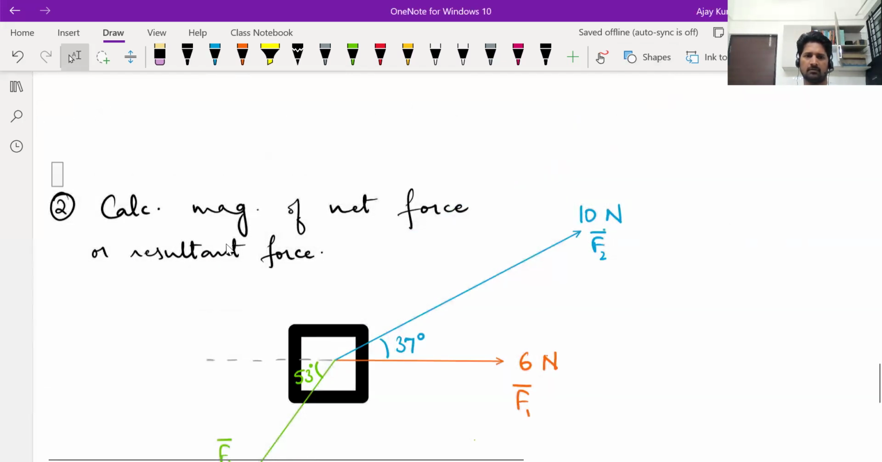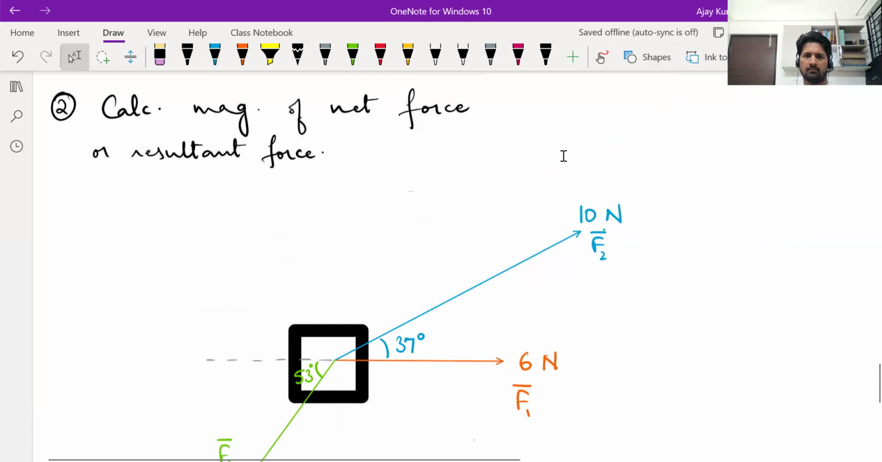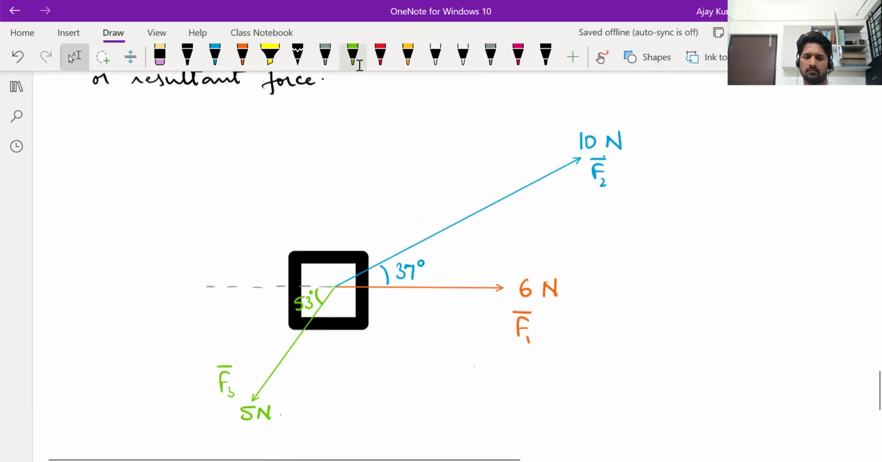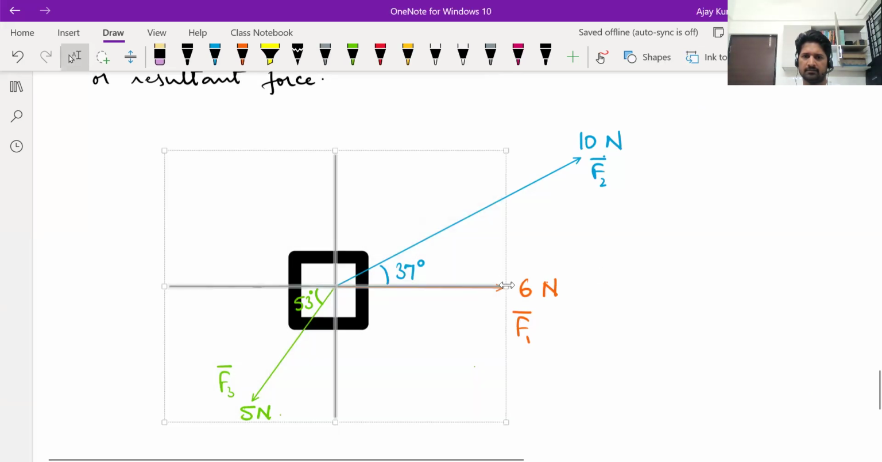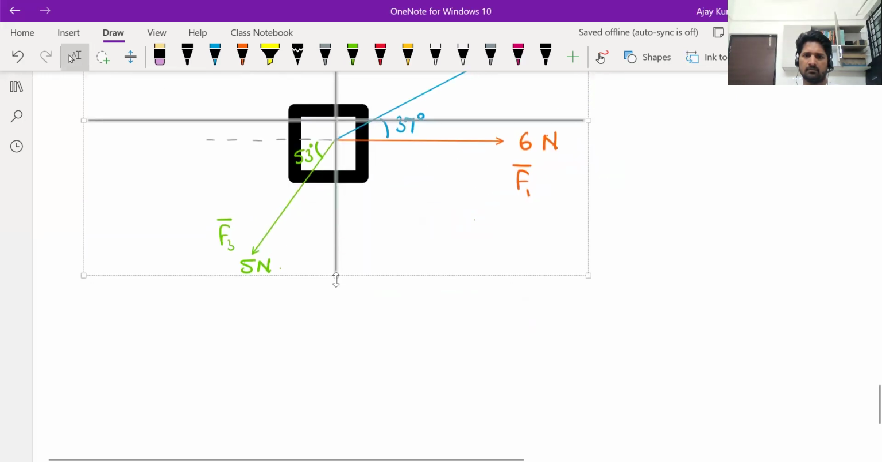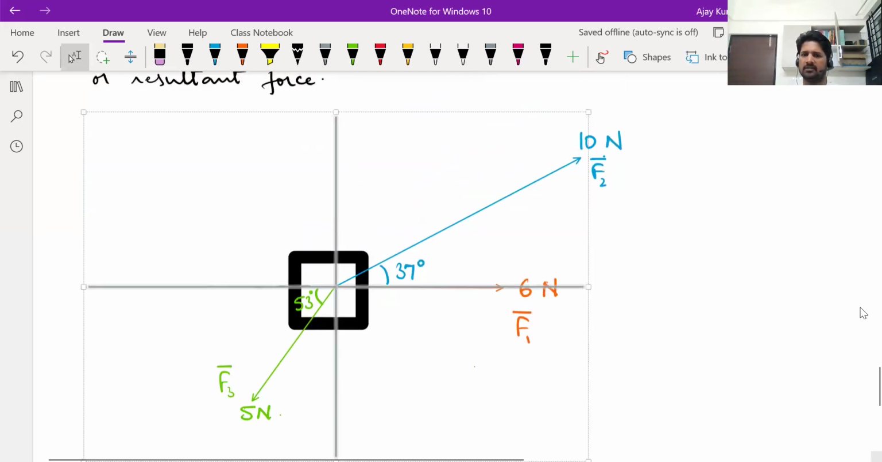Just a moment. So you can imagine the coordinate axis like this. You know what angles the vectors are making with x-axis or y-axis. Based on that, you write their components.